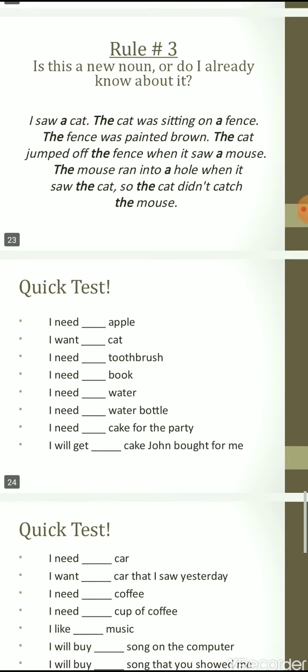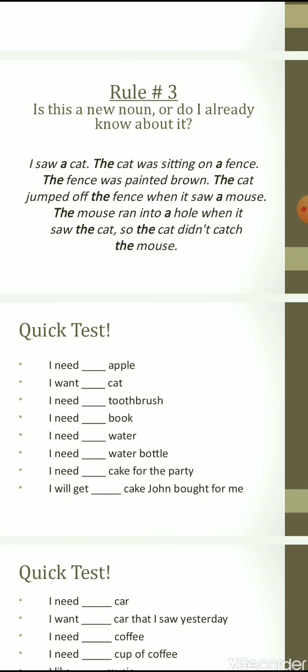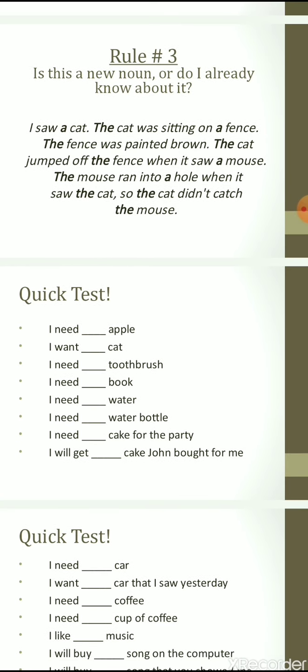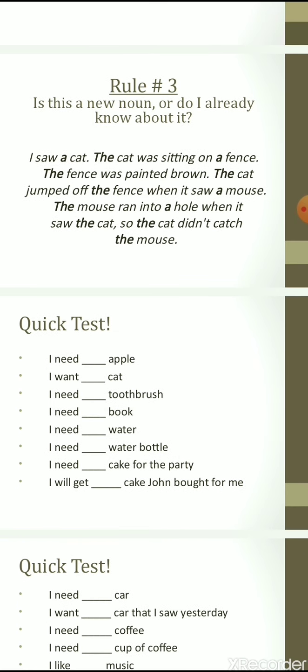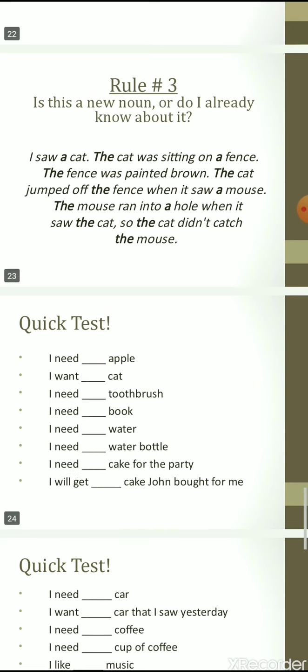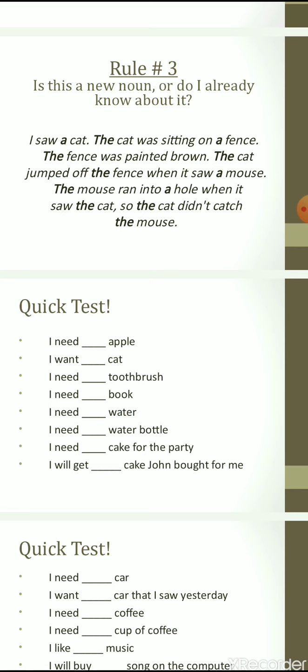Again, let's see some examples. We have to always ensure that we already know the noun before adding the definite article the. Let's read the examples. I saw a cat. The cat was sitting on a fence. The fence was painted brown. The cat jumped off the fence when it saw a mouse. The mouse ran into a hole when it saw the cat. So the cat didn't catch the mouse. So you see here, dear friends, whenever we are using the noun for the second time, we are adding the.